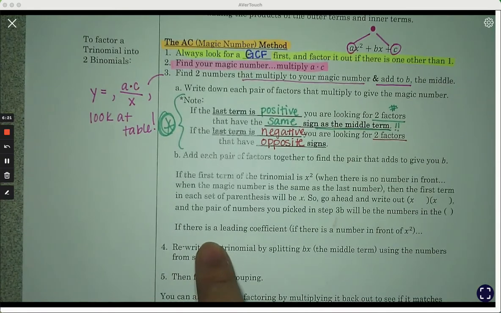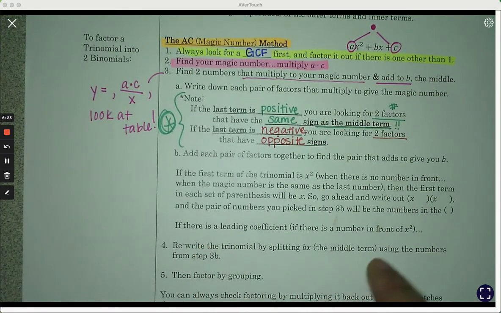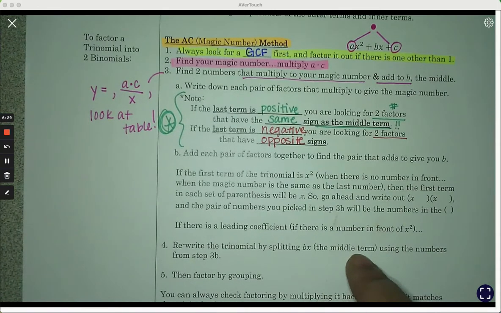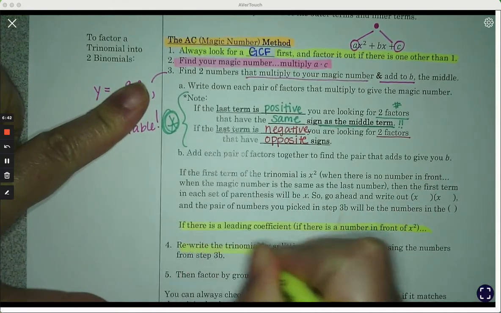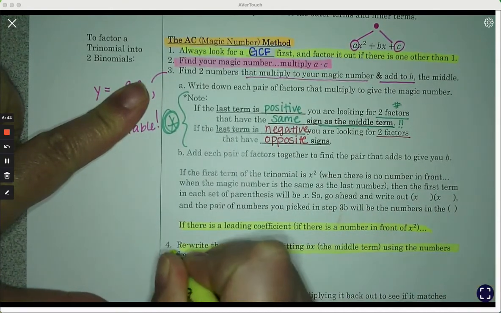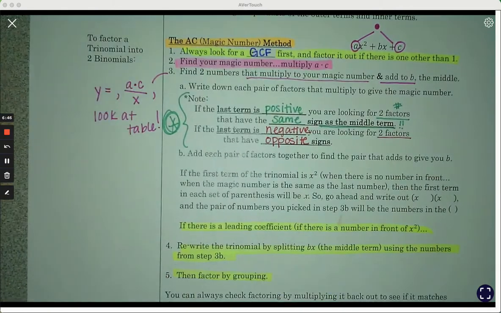If there is a leading coefficient, a number in front of the x squared, then we rewrite the trinomial by splitting the middle term and using the numbers from step B. Then we factor by grouping. Okay, so this is also important: we rewrite by splitting, then factor by grouping.